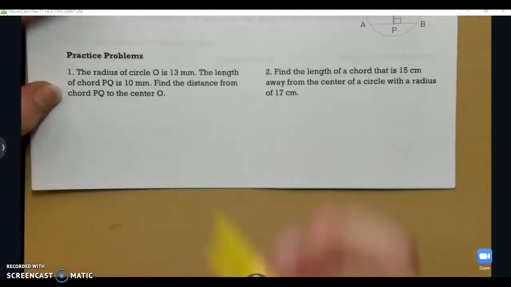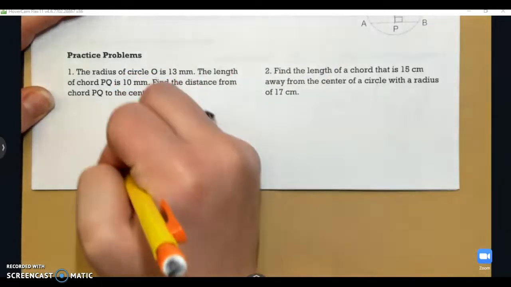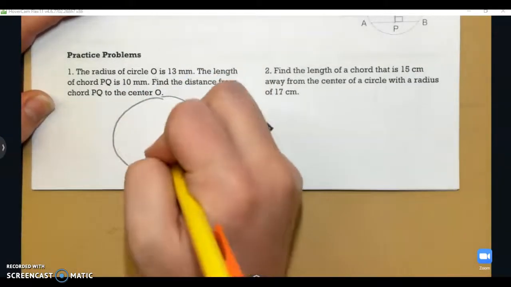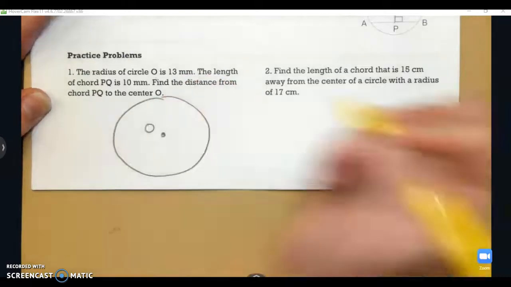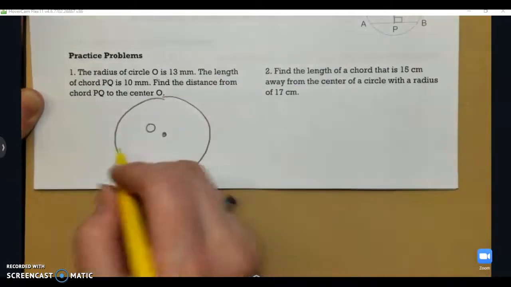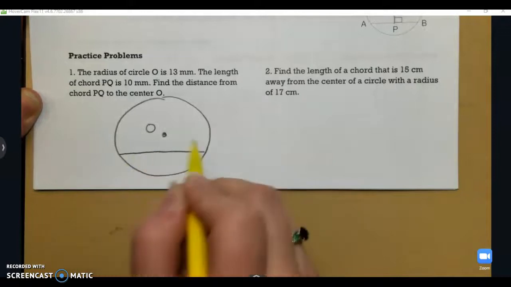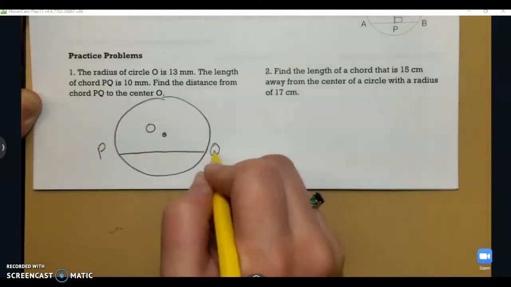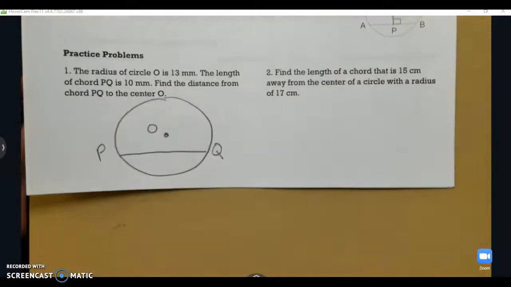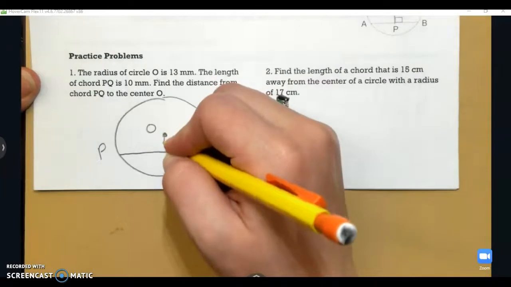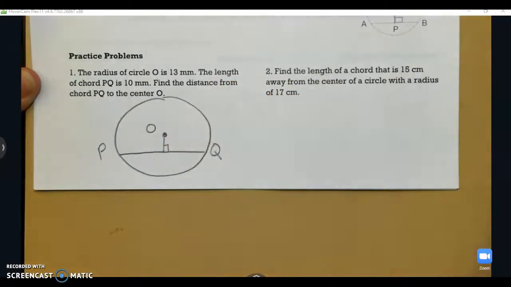So I'm going to draw my circle. Here is circle O, meaning our center is O, and I've got some chord PQ. So I'm going to draw a chord, and here are points P and Q. I know the length of chord PQ is 10 millimeters. I want to find the distance from the chord PQ to the center, so that would be this perpendicular measurement here.